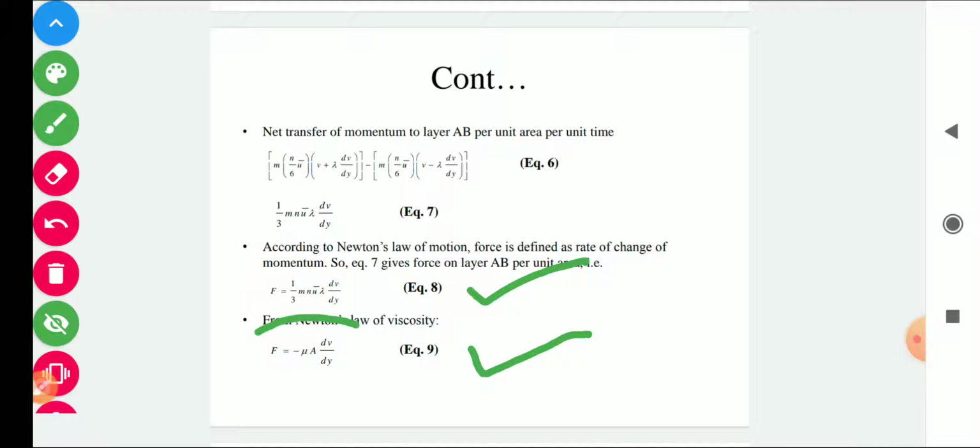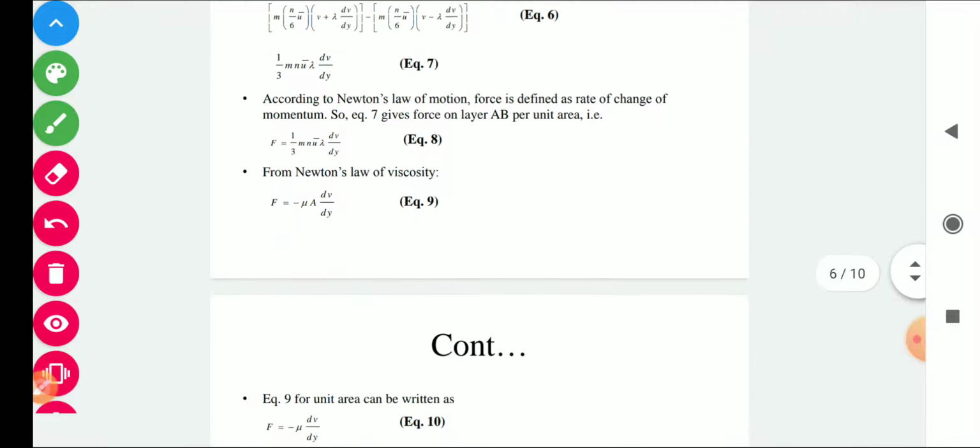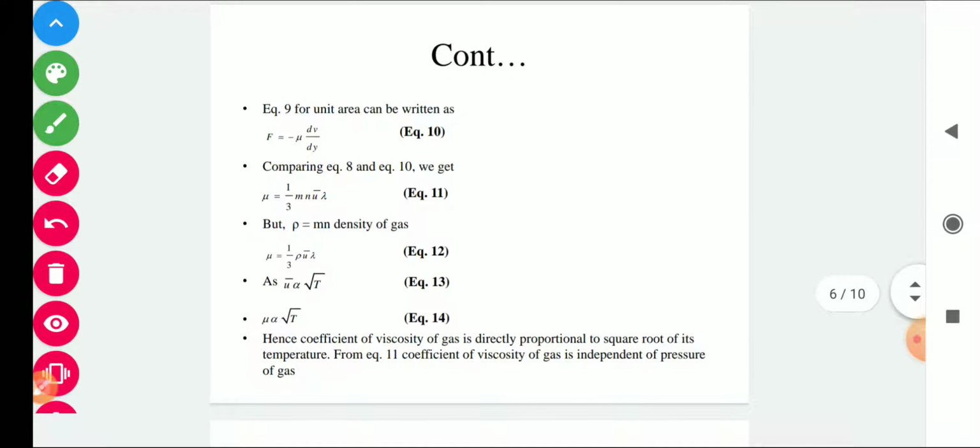So to make their units uniform, this is the total force, and to calculate force per unit area, we have to divide this equation by A to make these two uniform in dimensions. So divide equation 9 by area to get Newton's law of viscosity as force per unit area. So equation 9 for unit area can be written as this, where we have divided by the area.